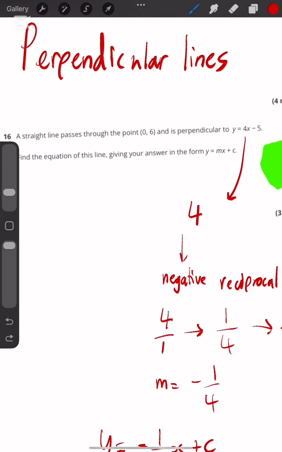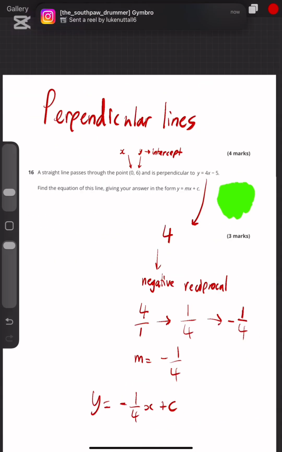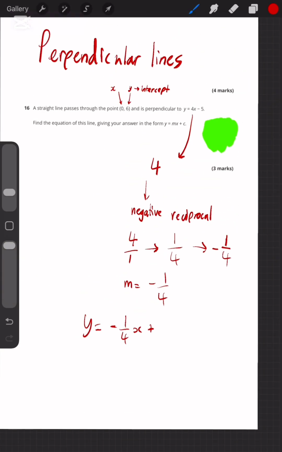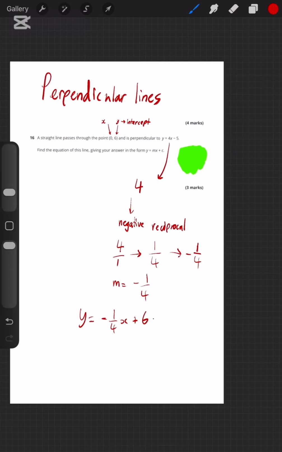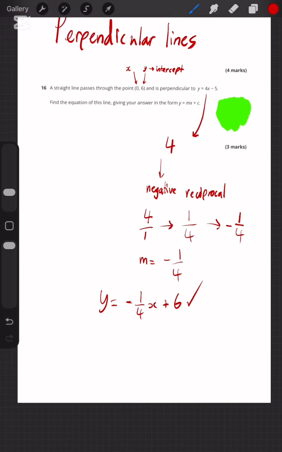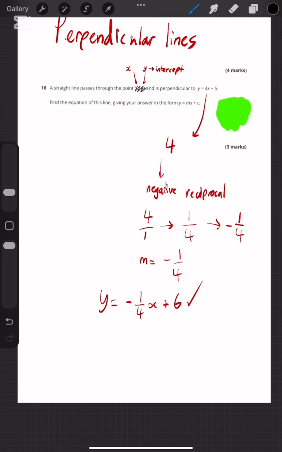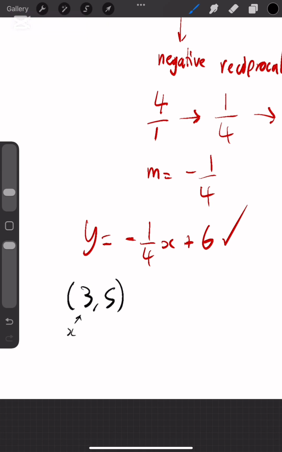Now we actually don't need to look for c, because when the x-coordinate is 0, the y-coordinate is always the y-intercept. As such, we're already given the y-intercept, which is 6. However, in the case that you're not given the y-intercept, this will be how you do it.